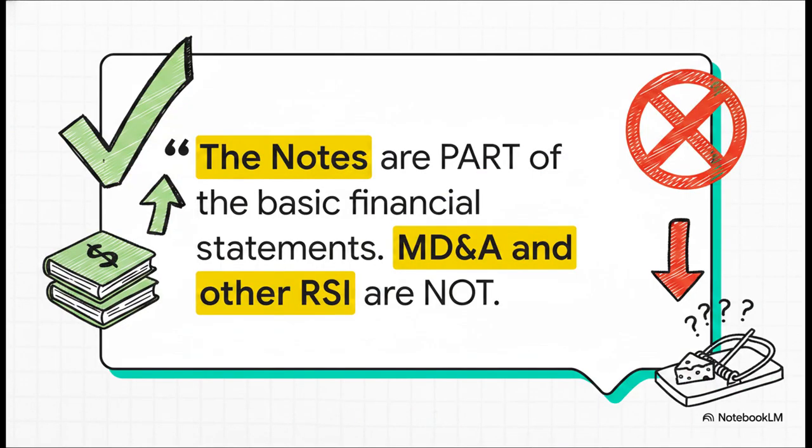So, let's just pause and boil this all down into one simple can't-forget rule. The notes are in, they are part of the basic financial statements. The MD&A and the Other RSI are out, they are supplementary information. This is a classic exam trap, so please lock this distinction in your brain.